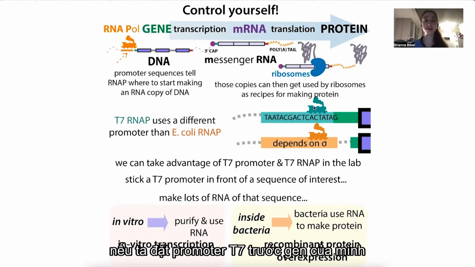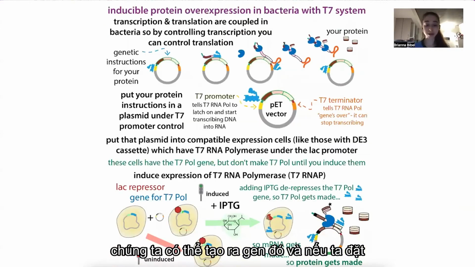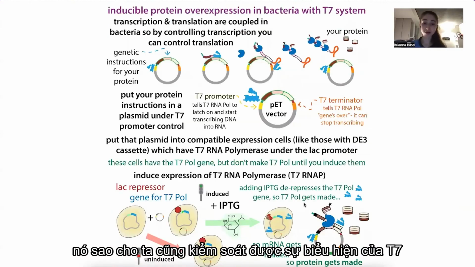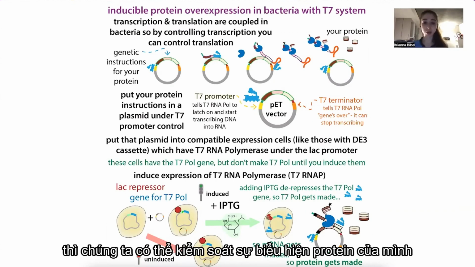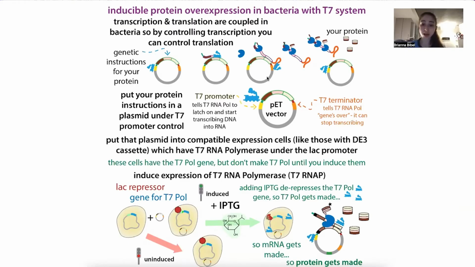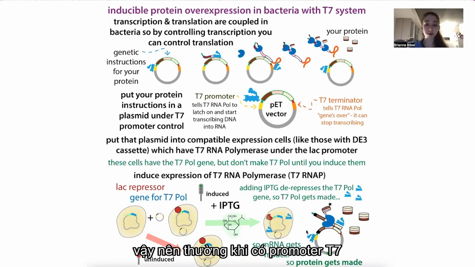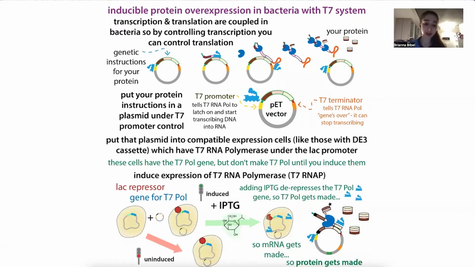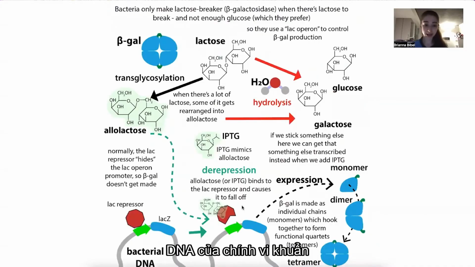Or if we put the T7 promoter in front of our gene, we can get our gene made. And if we put it so that we are also controlling the expression of T7, then we can control the expression of our protein. And this allows us to do this inducible protein overexpression. So often when we have that T7 promoter, we also have the T7 polymerase provided from the bacteria's own DNA. It's integrated with this thing called DE3.